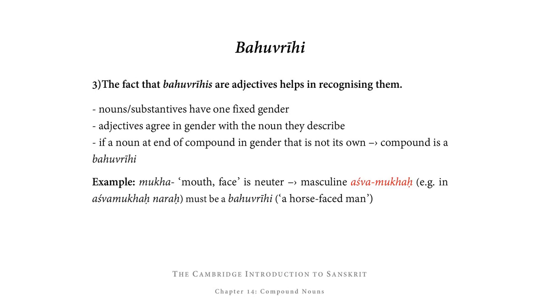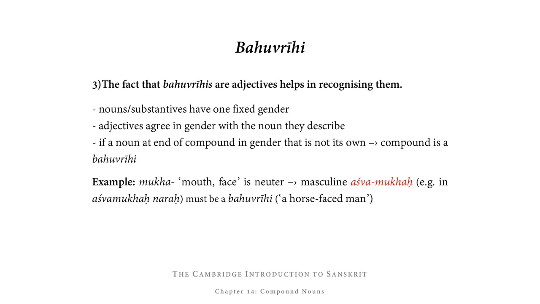Sometimes it's a little difficult to notice. Now, nouns or substantives have one fixed gender. So, for example, narah is masculine, nari is feminine, sena is feminine, and so on. But adjectives, on the other hand, agree in gender with the noun that they describe, and so they need to have forms for all three genders. If a noun at the end of a compound stands in a gender that is not its own, then we can tell that the compound is a Bahuvrihi. Now that sounds a little abstract, so let's look at an example.